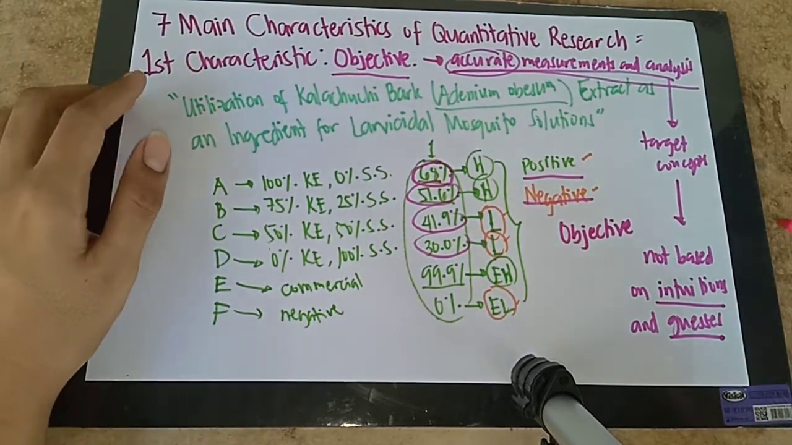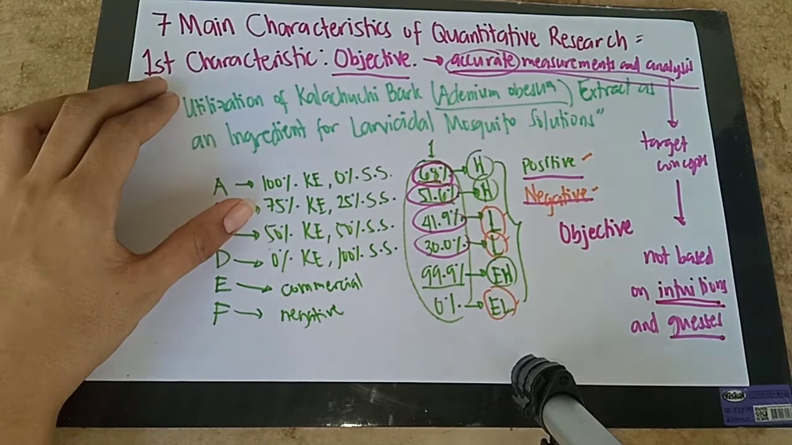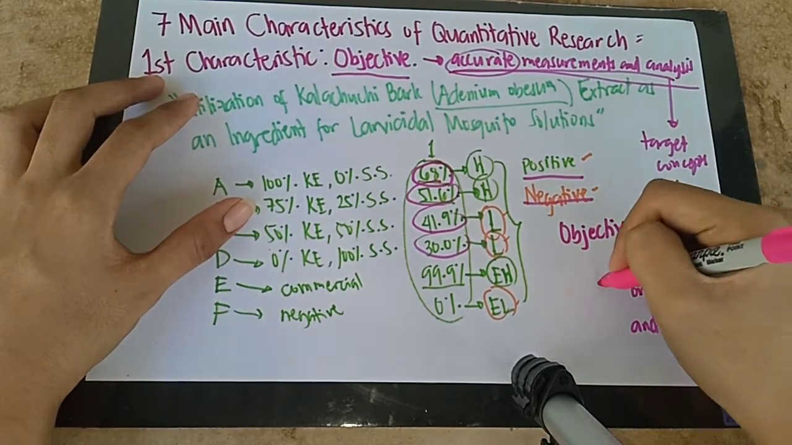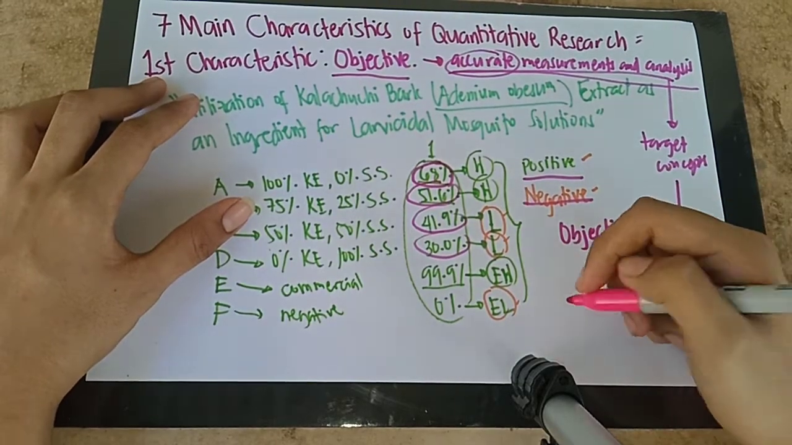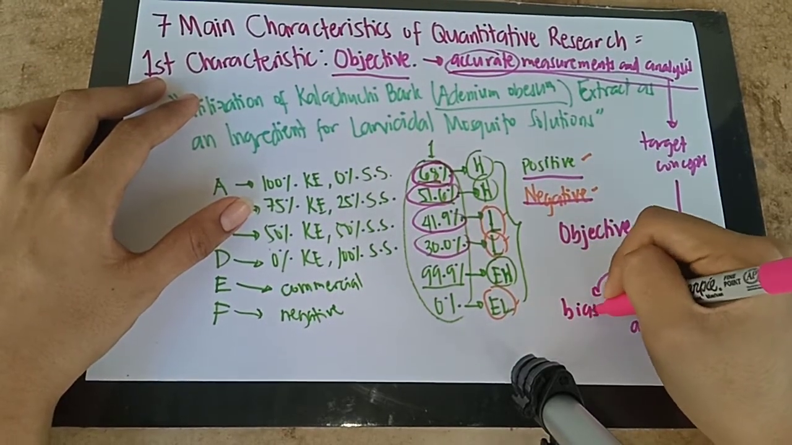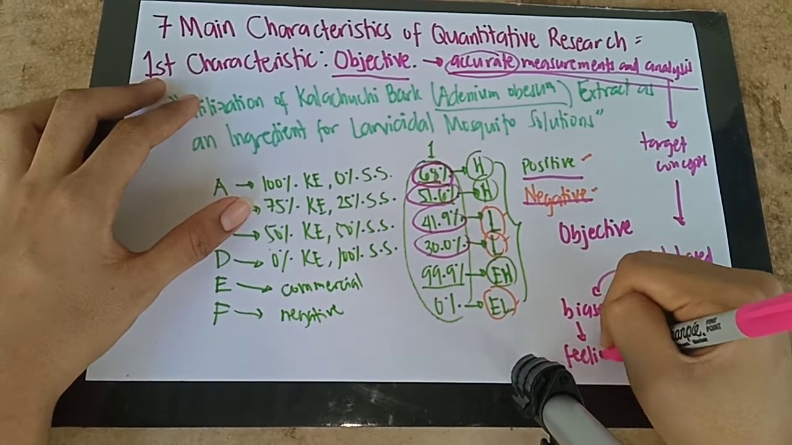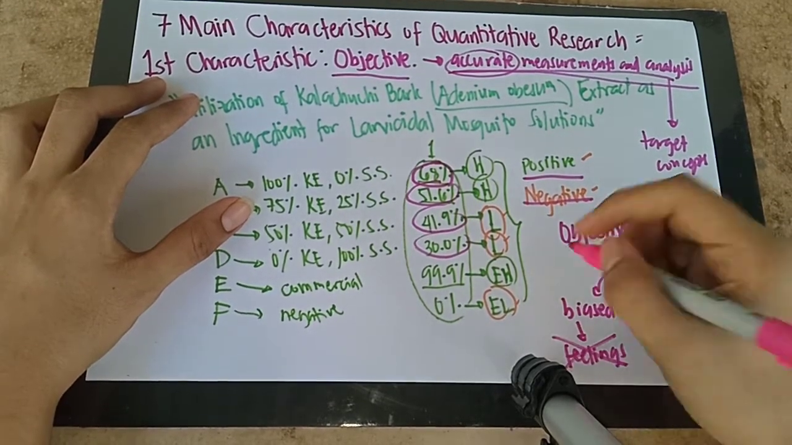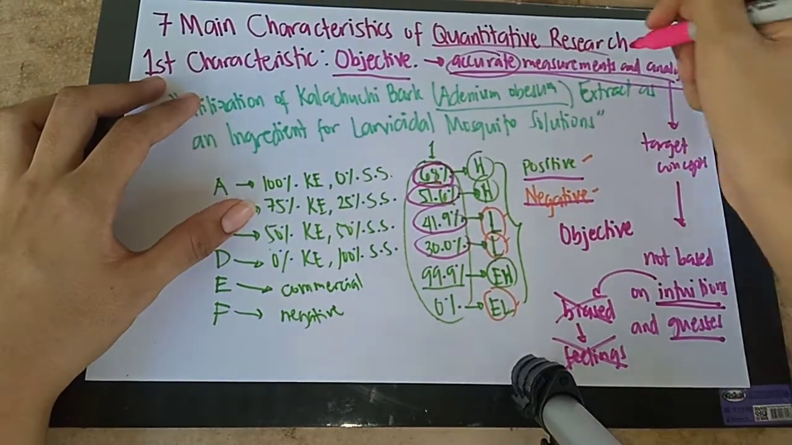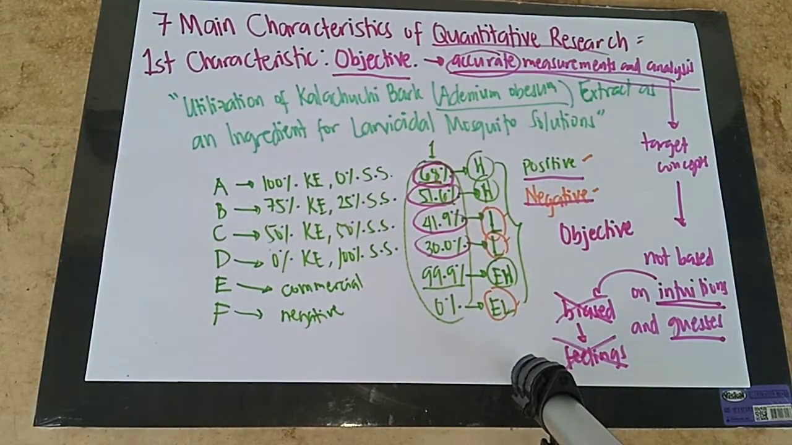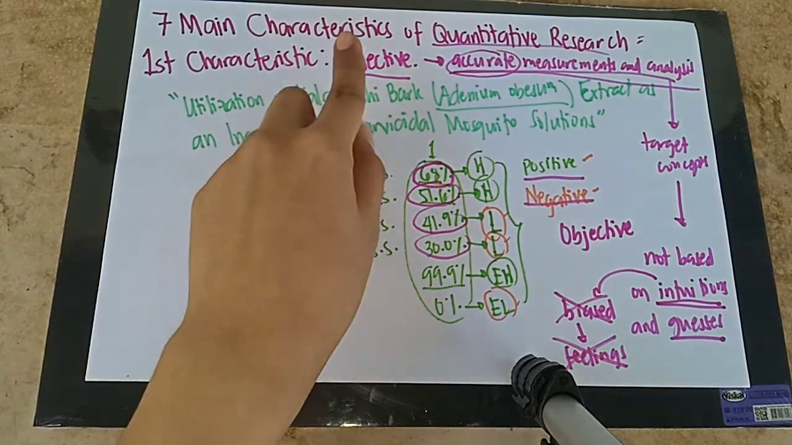And it is not based on intuitions, not based on intuitive knowledge. Because when we base our conclusion on intuitions, it will be biased, because we will be basing it on our feelings, which is not used in quantitative research. So that will be the first characteristic of quantitative research: it is objective.